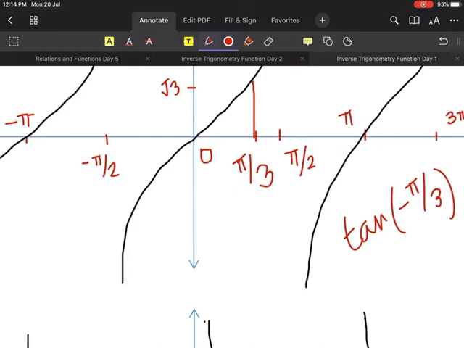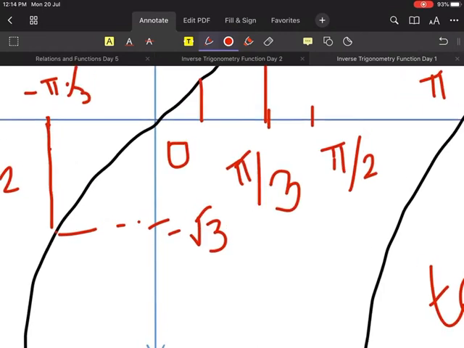These values you have to be very clear about. I have given these formulas in the notes which I have given. So I am writing here tan of minus pi by 3. This one will be minus root 3. Everyone clear? Minus root 3. Yes or no?